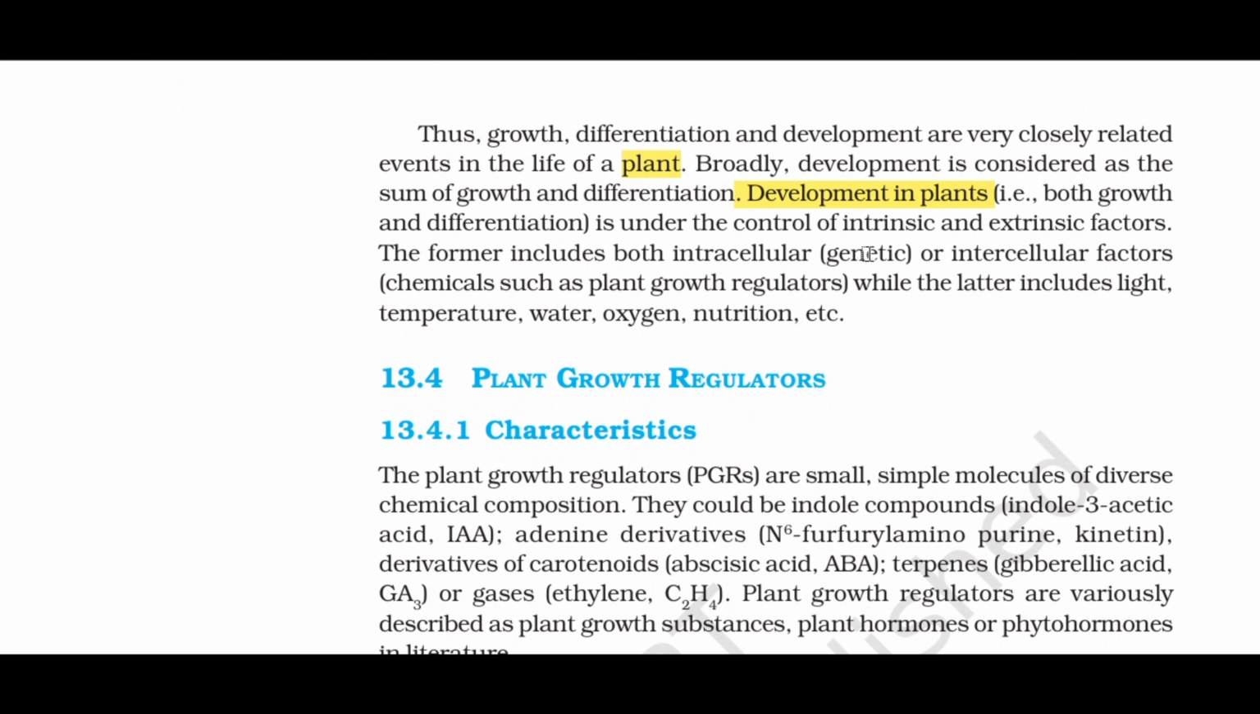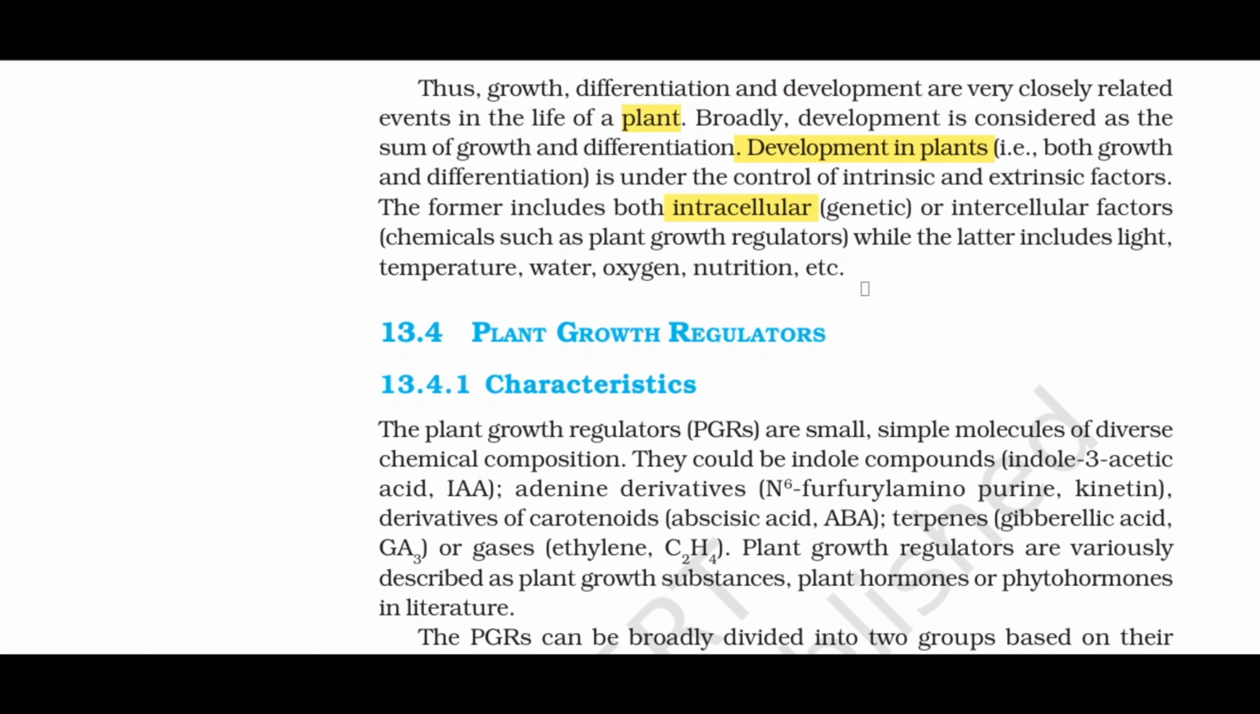Development in plants, i.e., both growth and differentiation, is under the control of intrinsic and extrinsic factors. The former includes both intracellular (genetic) or intercellular factors (chemicals such as plant growth regulators), while the latter includes light, temperature, water, oxygen, nutrition, etc.